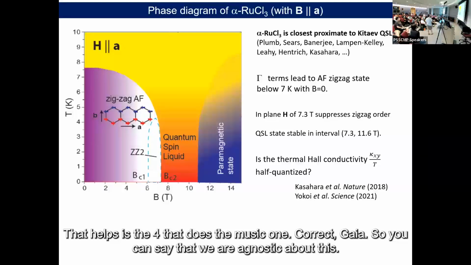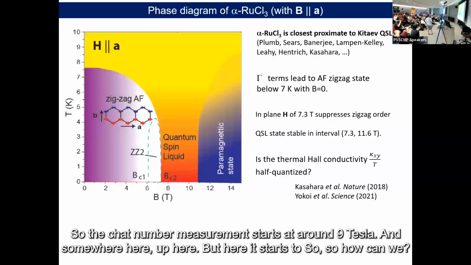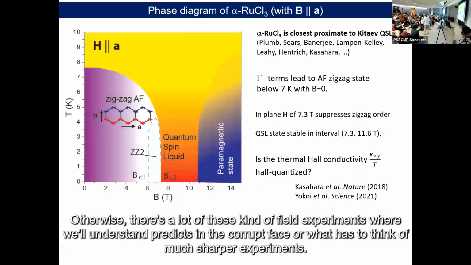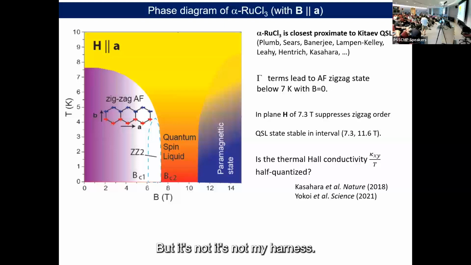Yeah. So the Chern number measurement starts at around 9 Tesla, right? So somewhere here up to here. But here it starts to deviate. So how otherwise... The goal of this conductivity experiment was to understand whether it's in the correct phase. So one has to think of much sharper experiments. But it's not Majorana's thing.